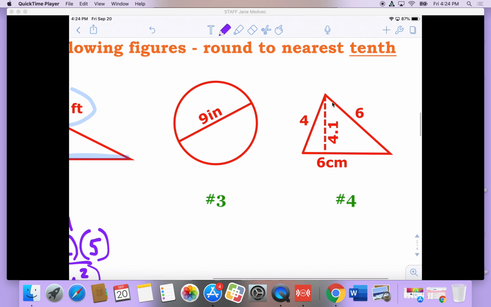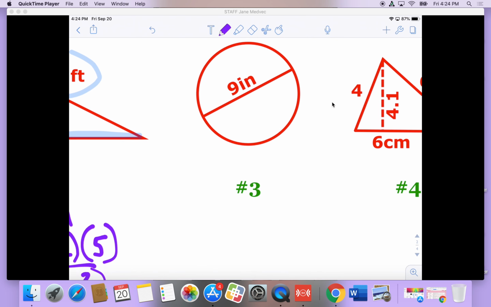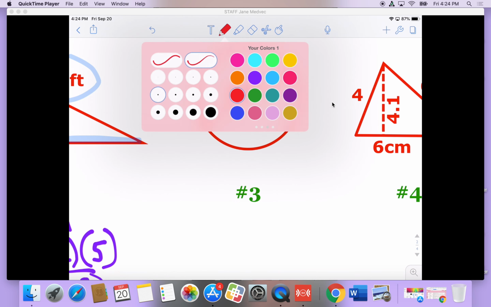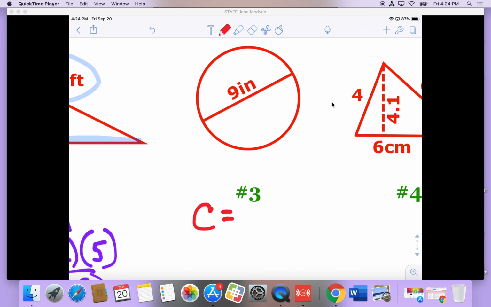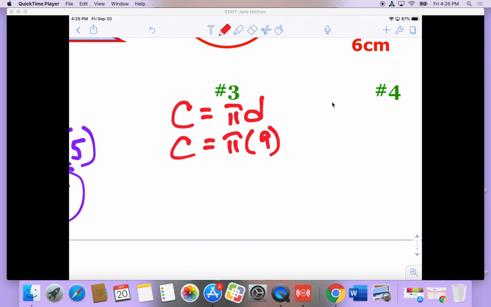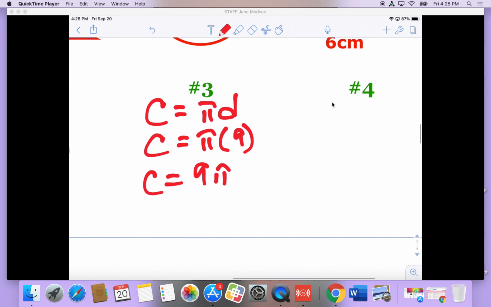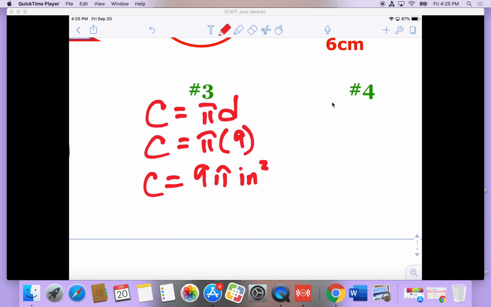The third one that I'm going to deal with, notice that it's a circle, so C equals, and notice they gave me the diameter, so I'm going to pick pi d, so C equals pi times 9. Okay, so I can write it as 9 pi. Sometimes you'll see it like that, and it's inches squared. That's considered like the exact.